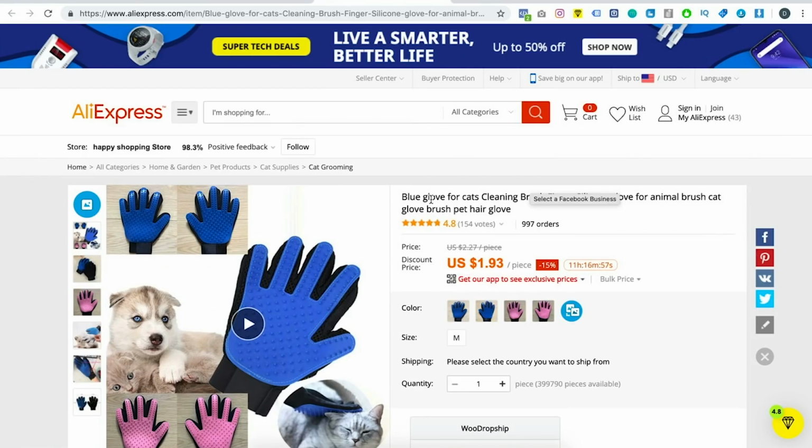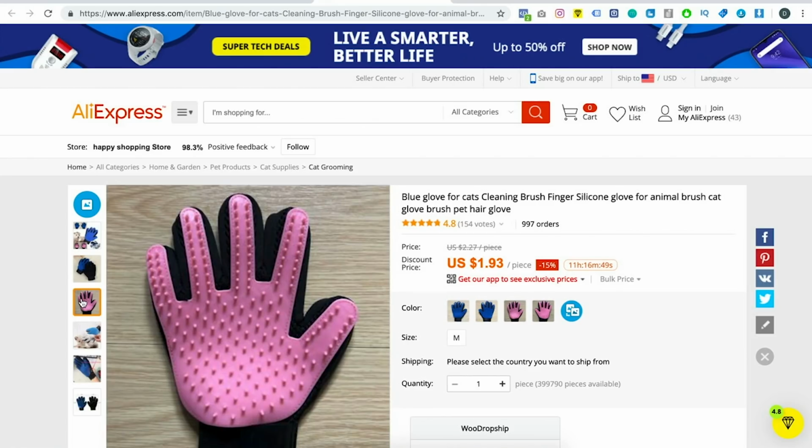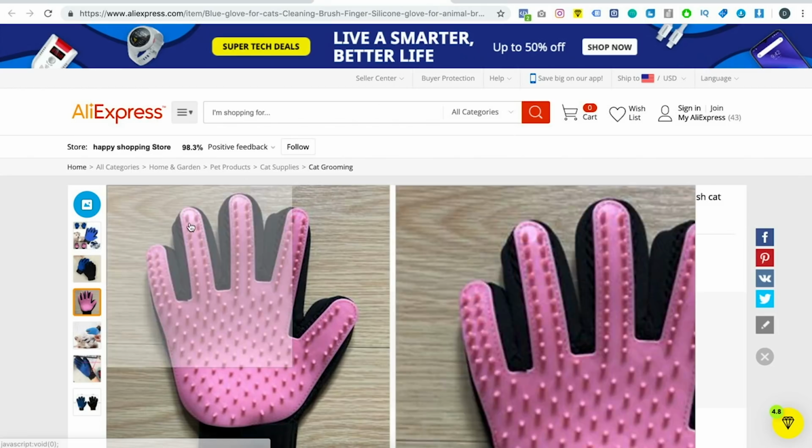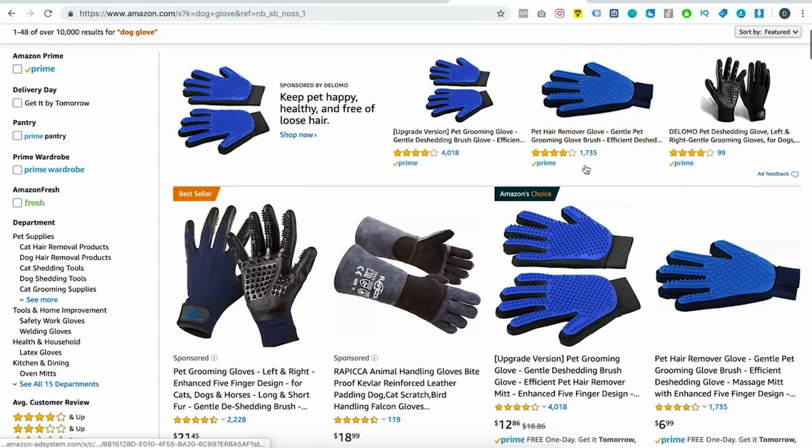Now, you see right over here, a blue glove for cats, dogs, etc. It basically gets the hair or the fur off and collects it all, right? So it's $1.93. If we take our 3x rule, could this be sold at $8 or more? Is this product worth $8 or more? Yes, it is. And can I find this on Amazon? Yes, I can, right over here.